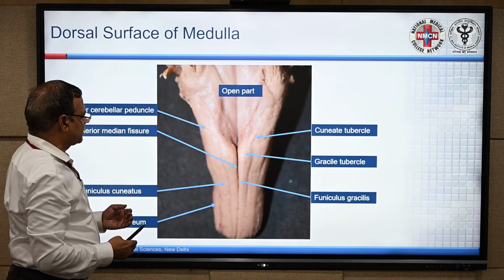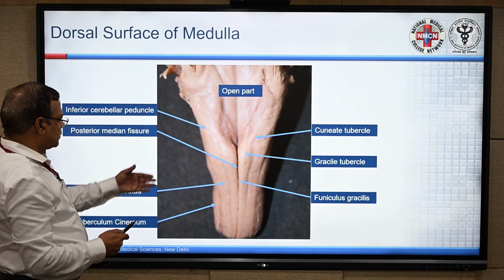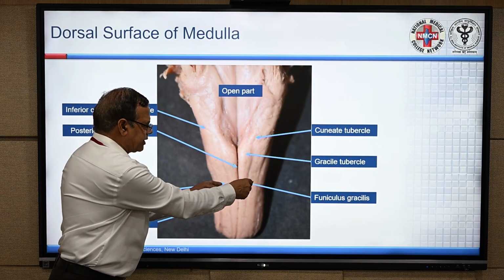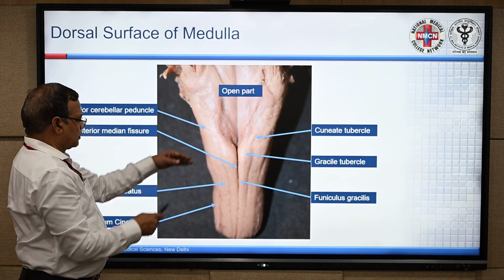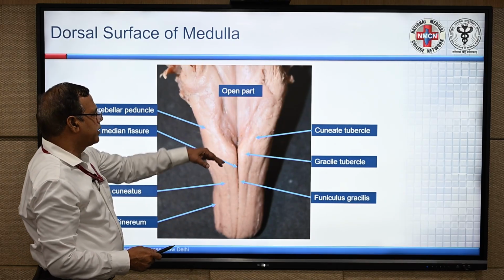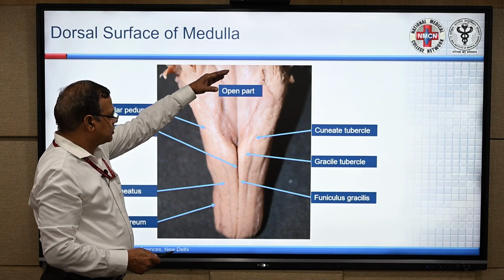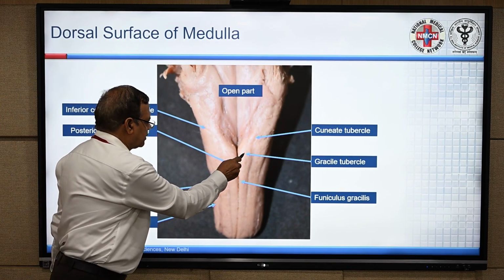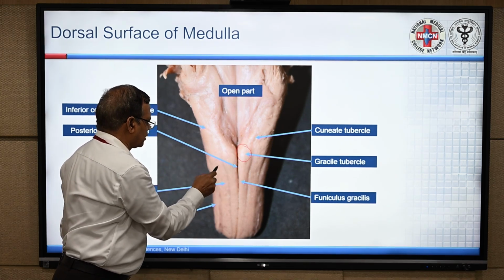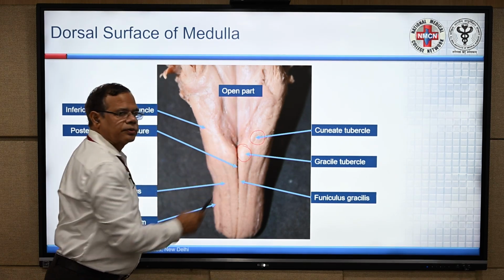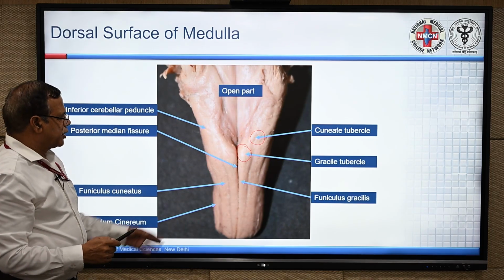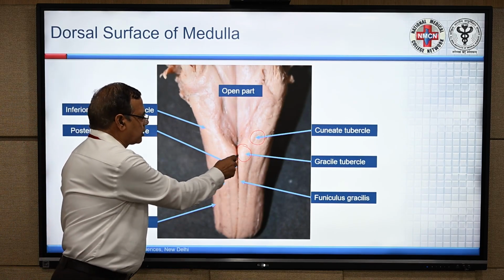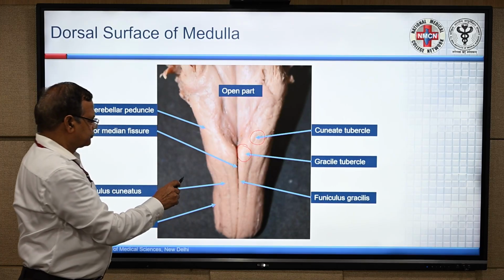The dorsal surface of the medulla and pons. The medulla is a cylindrical structure. Lower part is closed and the upper part is open. In the closed part, what you can see is the tubercle here, gracile tubercle, and superolateral to it is cuneate tubercle. Deep to it lies the gracile nucleus and the cuneate nucleus.